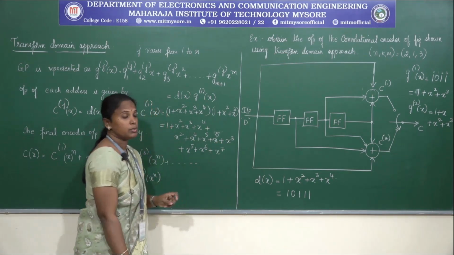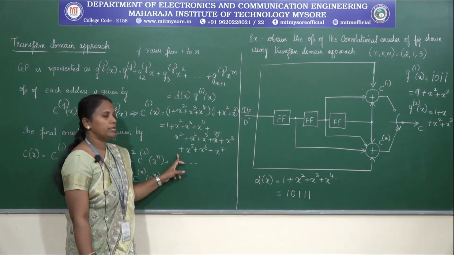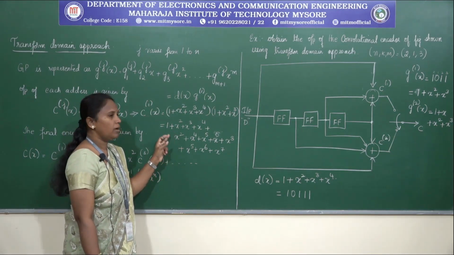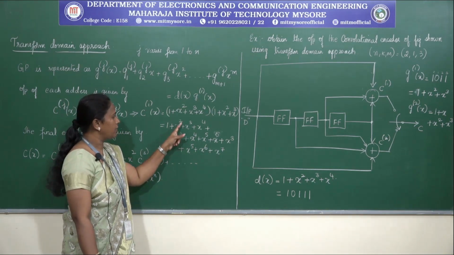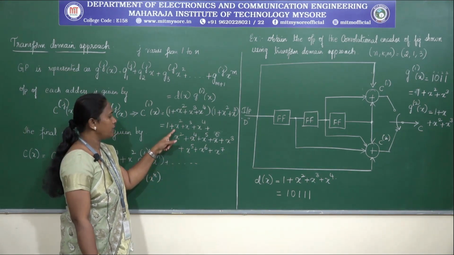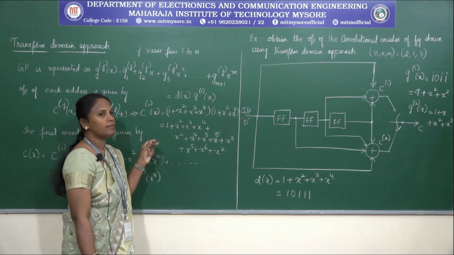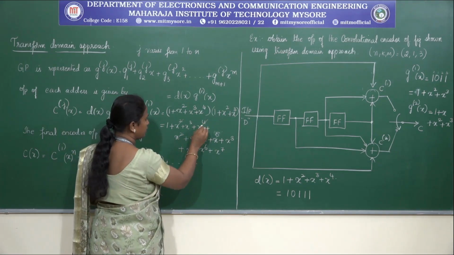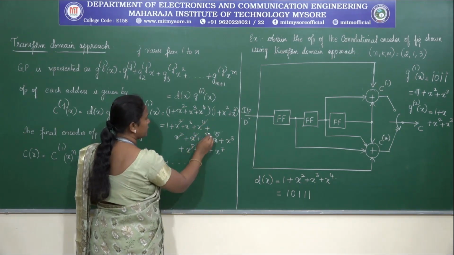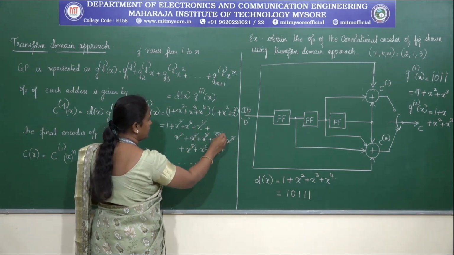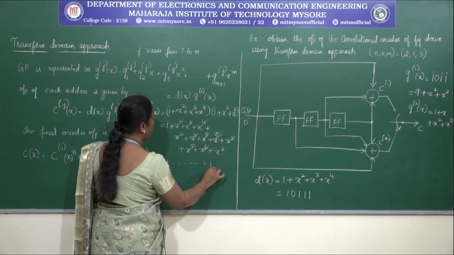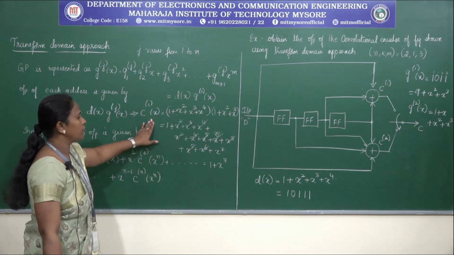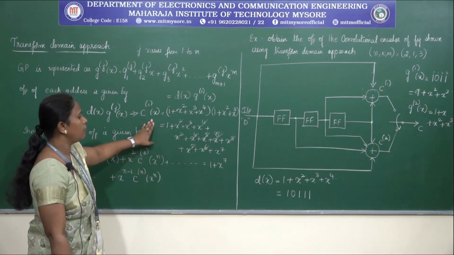So since we are performing the XOR operation here, wherever we have the similar exponent, that is we have x square and x square, that is considered as 1 plus 1. You know that 1 plus 1 is 0, so that we are not going to consider here. So we have x to the power of 4 and x to the power of 4, x5 and x5, x3 and x3, x6 and x6. So we get 1 plus x to the power of 7. So this is how we are going to calculate c1 of x.